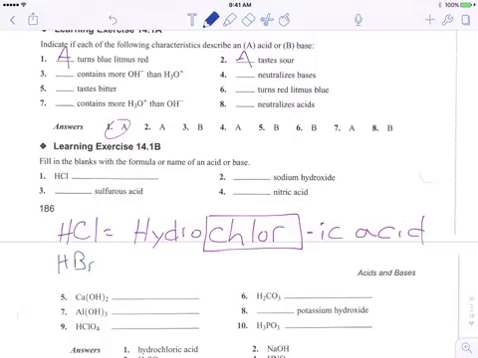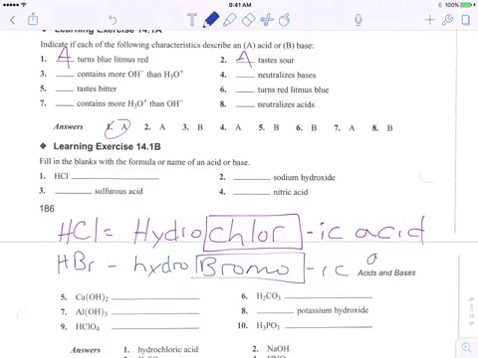If this base, chlorine, was something different, say HBr, hydrobromic acid. So we'll probably drop that O, because you don't want to have two vowels back to back, weird English: hydrobromic acid. So that's how we name these ones.